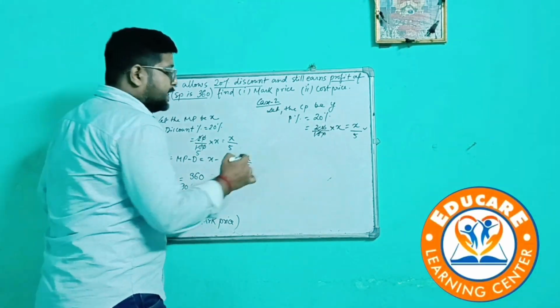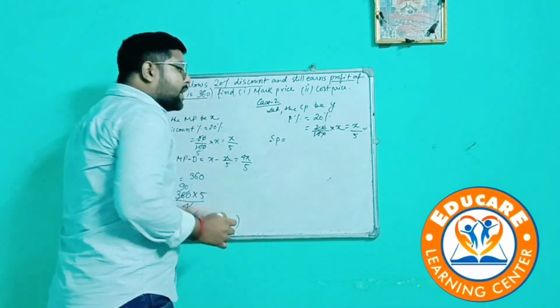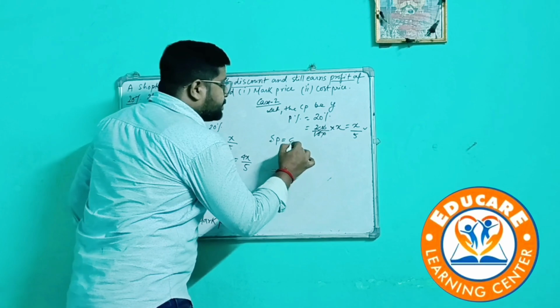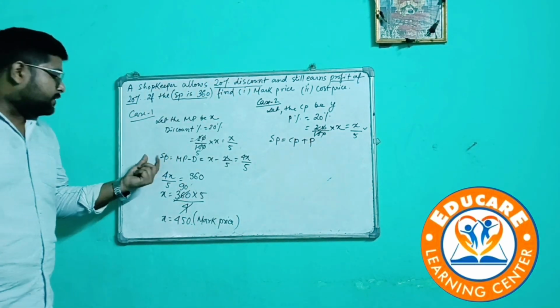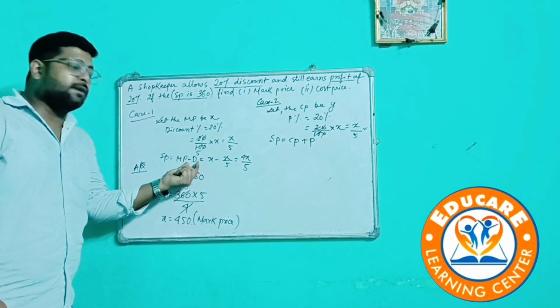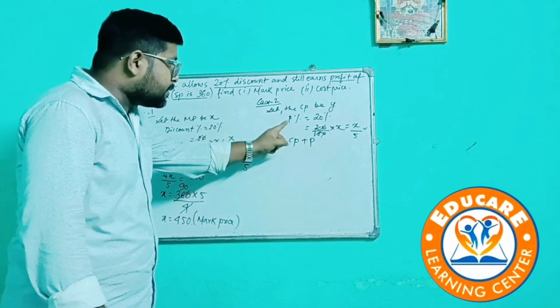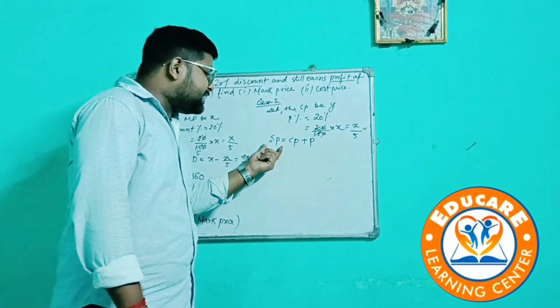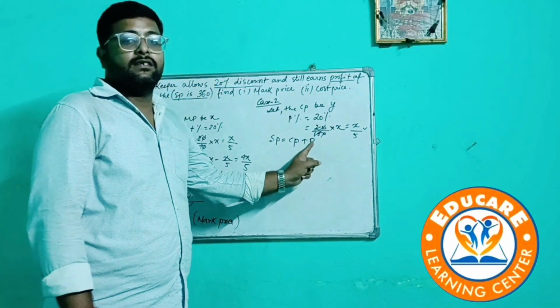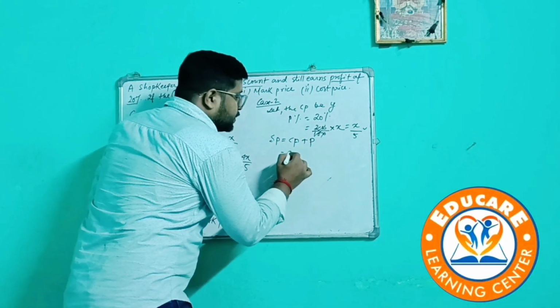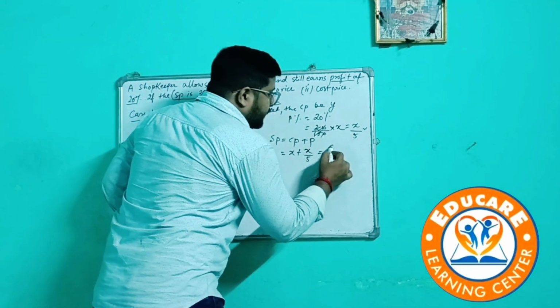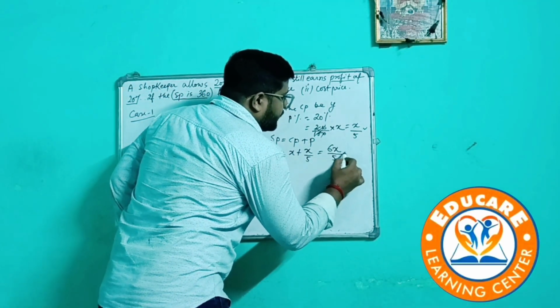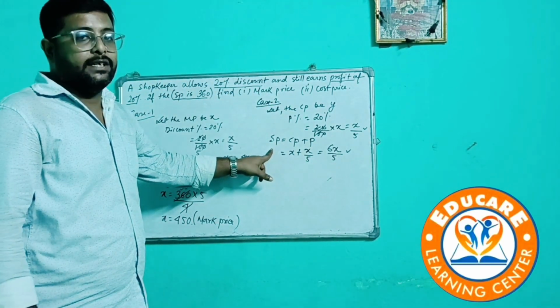So we need to find the selling price as well. Selling price formula in case of profit is CP plus profit. In case of discount, the formula for selling price was mark price minus discount. In case of profit, the formula for finding selling price is cost price plus profit. Remember this. So X plus X by 5. If we do LCM and find out the value, we get 6X by 5. This is what? This is our SP.